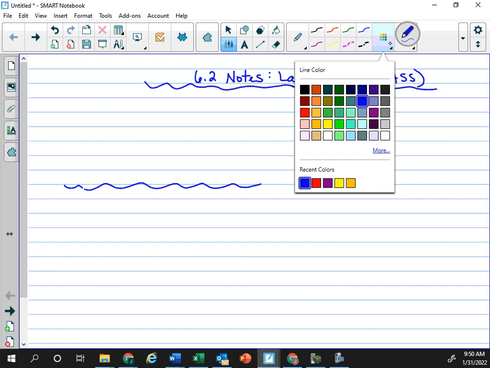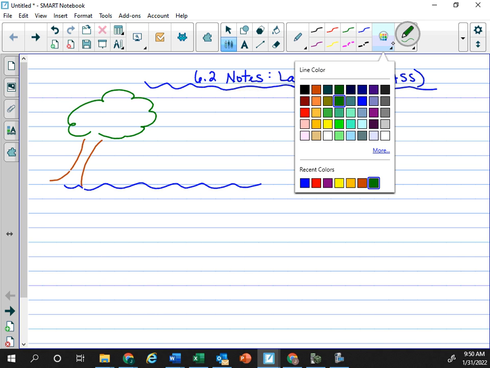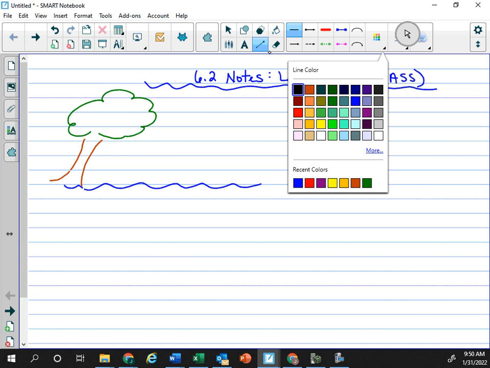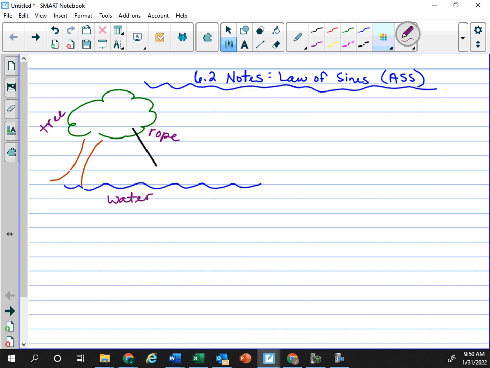So we've got water. Now your tree is kind of like a slanted tree on the bank. Things are probably not going great for this tree. And then we've got a rope swing out here. So I will reference all these different things. We'll talk about the tree side, the rope side, and then the water just kind of stays as the water. So I'll give you a second to draw that.